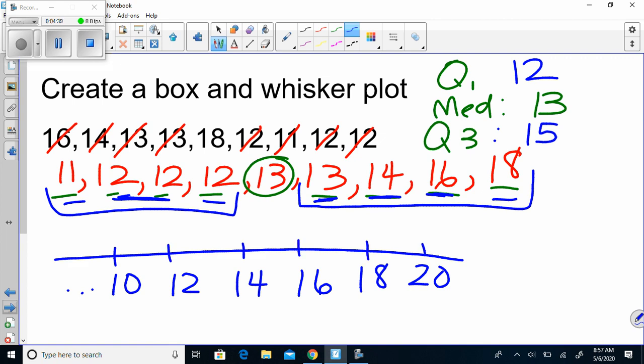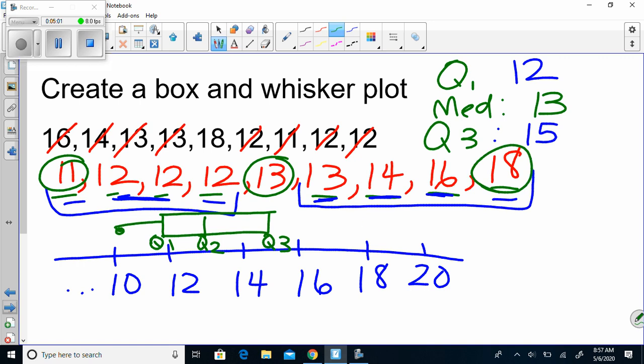Now I'm going to draw my box. So I put one here at 12, I put one here at 13, and then one at 15, and I have my box in. So remember, this is Q1, Q2 is my median, Q3. Then I get my whiskers. One whisker is here at 11, the other one is here at 18, which is the maximum amount of my data.